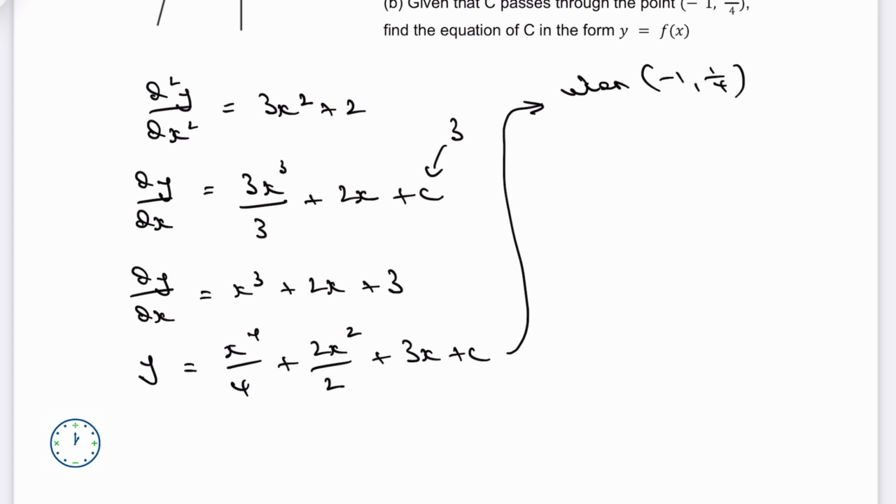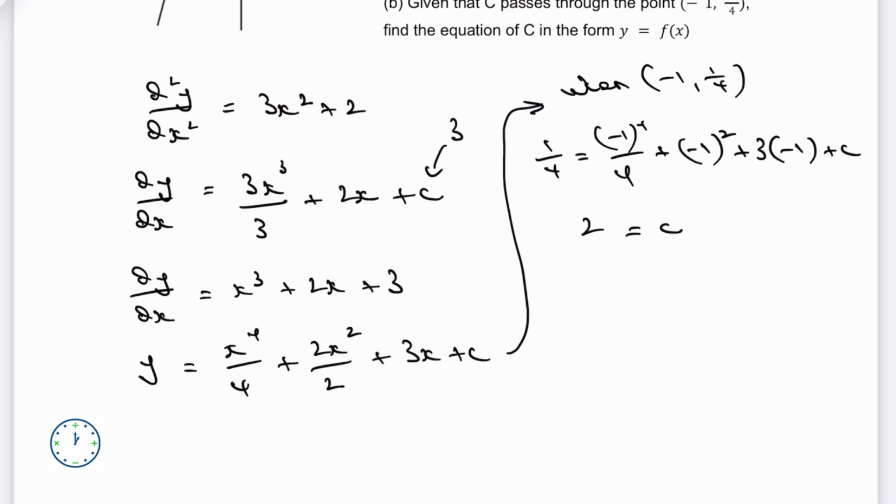Okay, it's going to be quite long and tedious to work through this, but I'll write it out once. I've got y equals 1/4, and that's going to equal (-1) to the power of 4 divided by 4, plus (-1) squared, plus 3 times -1. Don't forget c, which is what we're trying to find out. When I boil all of that down and work everything out, I get that c equals 2, and that's the number we're looking for.